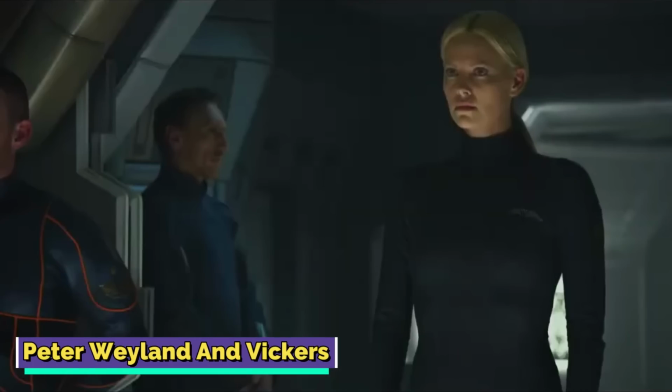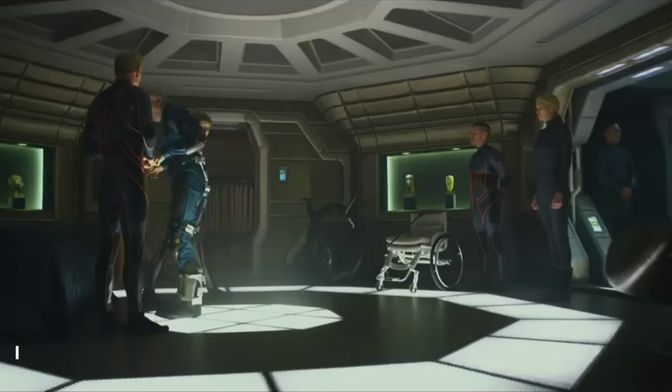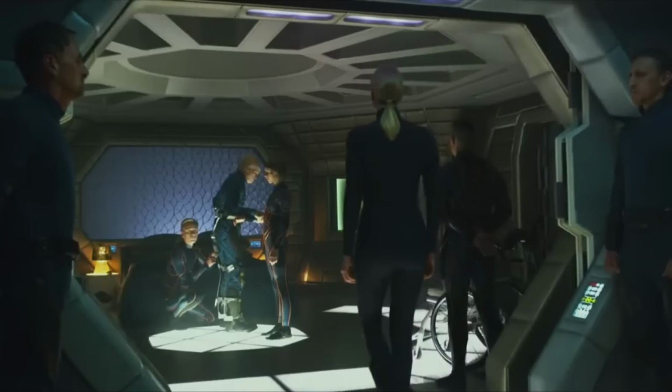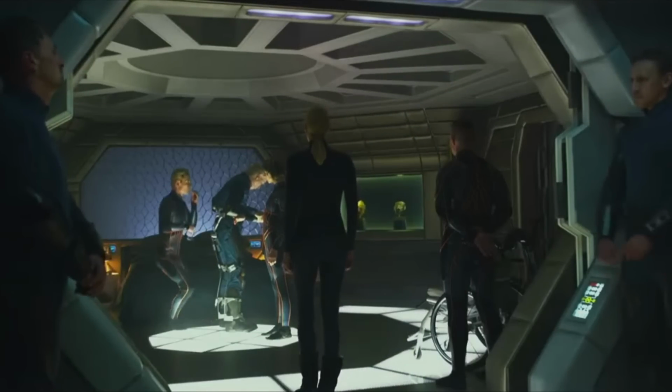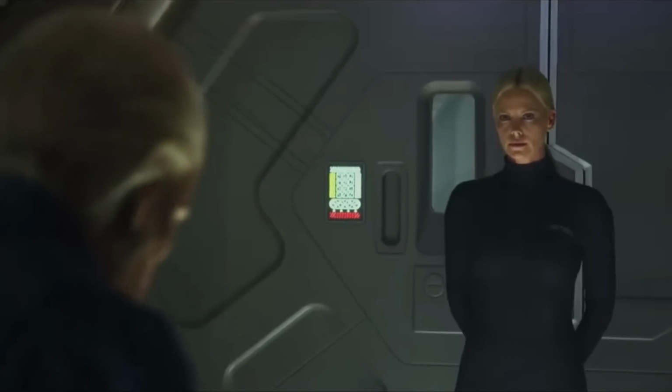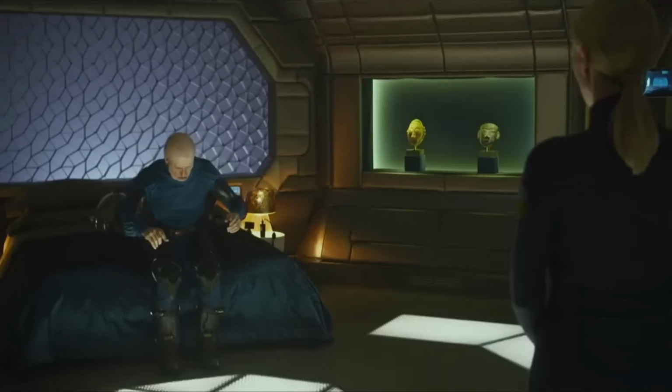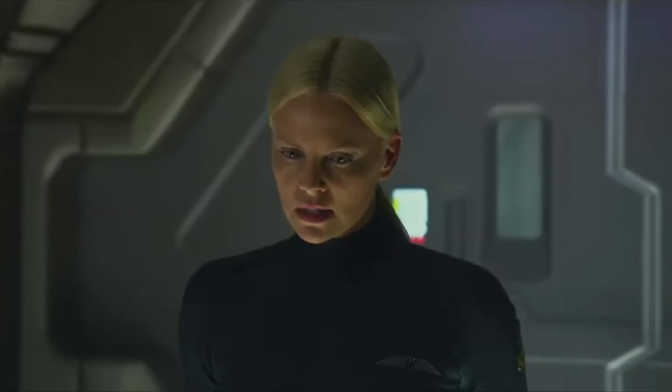Peter Wayland and Vickers. There's an extended scene in which Ford and David helped Wayland get into the body brace when Vickers entered the room. Much like the previous entry, this scene detailed the relationship that Vickers shared with Wayland then, and also their relationship in the past. Wayland reminded her how she used to tell him that he was just a foolish old man who ran after fairy tales.